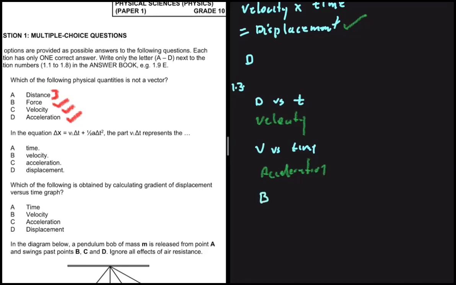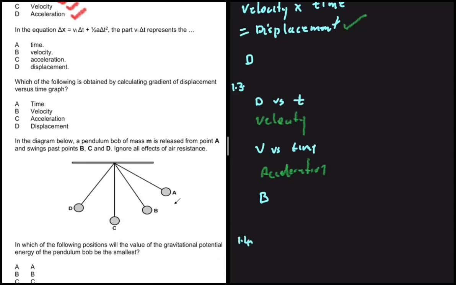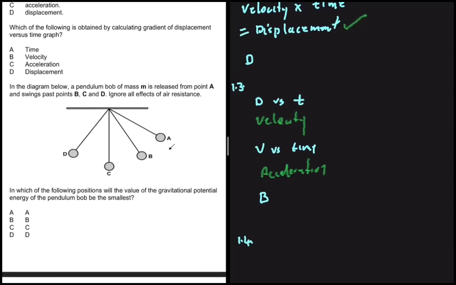The gradient of displacement versus time is velocity. If the question was saying velocity versus time, the gradient would give us the acceleration. Let's look at 1.4. In the diagram below, a pendulum bob of mass m is released from point A and swings past points B, C, and D. Ignore all effects of air resistance.